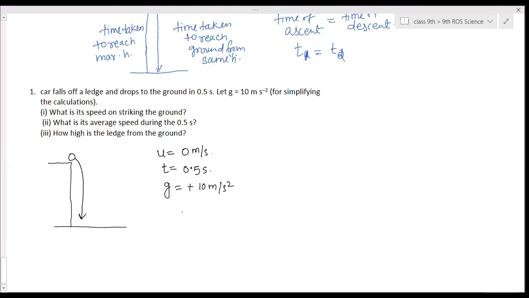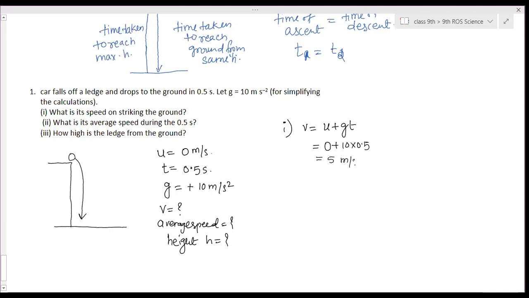Okay. Now we have to calculate speed just before striking the ground, average speed, that is average velocity, and the height, h. This is what we have to calculate. So for the first part, v is equal to u plus gt. U is 0, g is 10 into 0.5. That is equal to 5 meter per second.